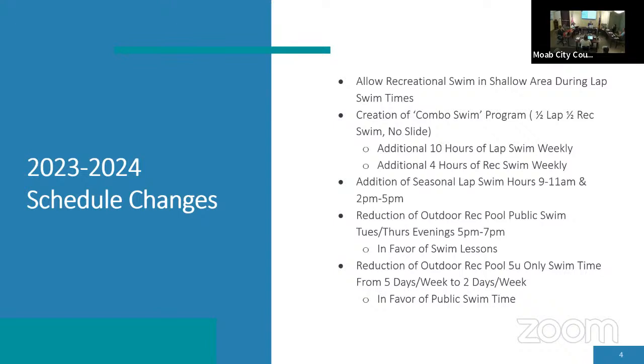So in previous summers, the 5 and under group got about 12 hours of dedicated swim time in the outdoor rec pool every week. And we reduced that to about 4 hours this summer. So we could hopefully give back some of those public swim hours that we reduced due to the swim lessons. So, really working on that give and take to best support the community, to the best of our ability.